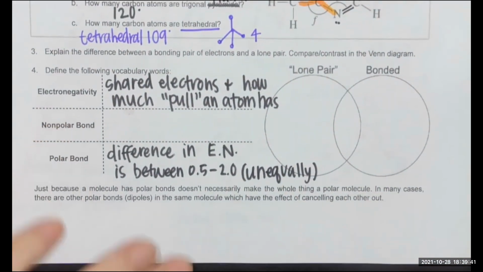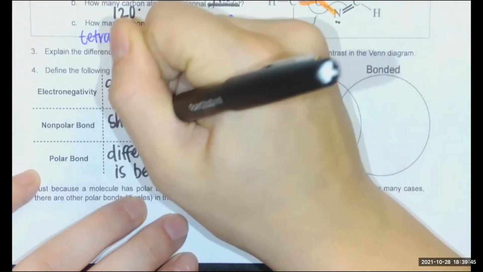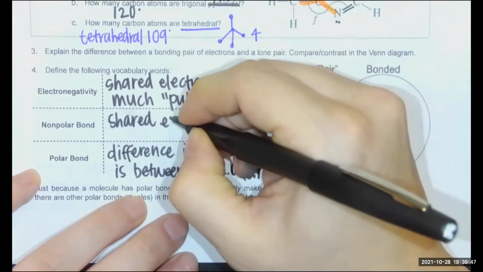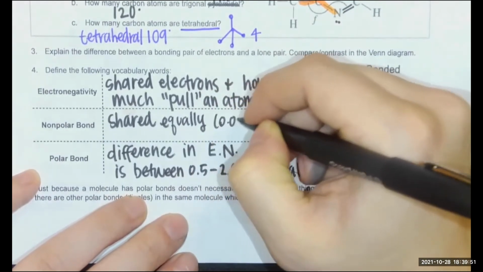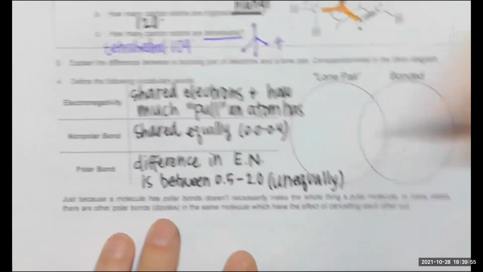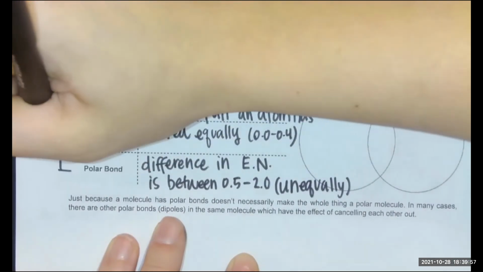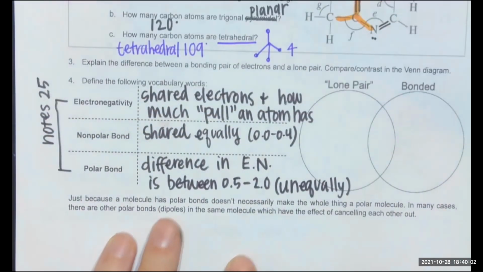A non-polar bond then is when they're shared pretty close to equally, maybe not 100%, but the difference is small, less than 0.4. And all of this is from notes 25.